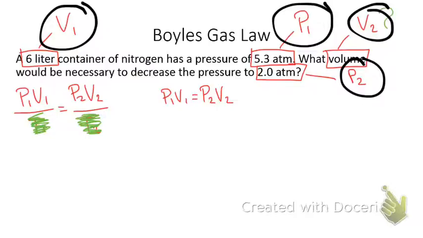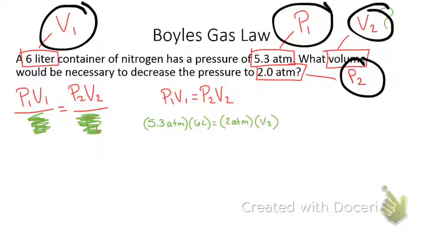So from here, it's just a simple plug and chug situation. What did I label as my pressure 1? Well, I can plug in 5.3 atmospheres. My volume 1 we said was 6 liters. My pressure 2 we said was 2 atmospheres. And my volume 2 is unknown.